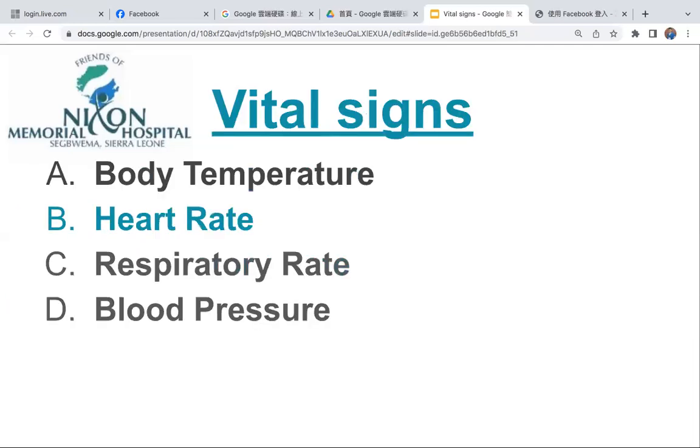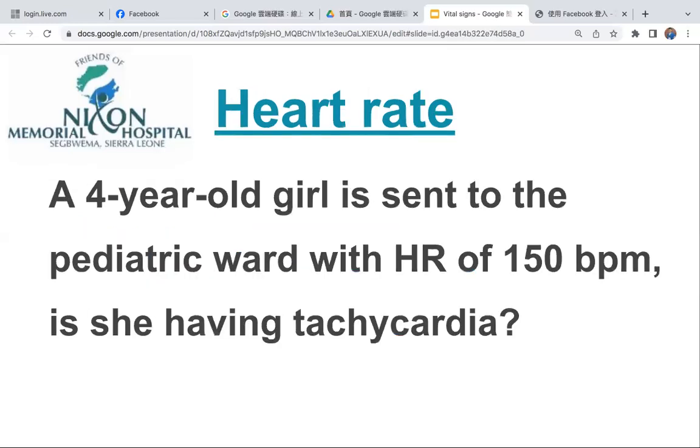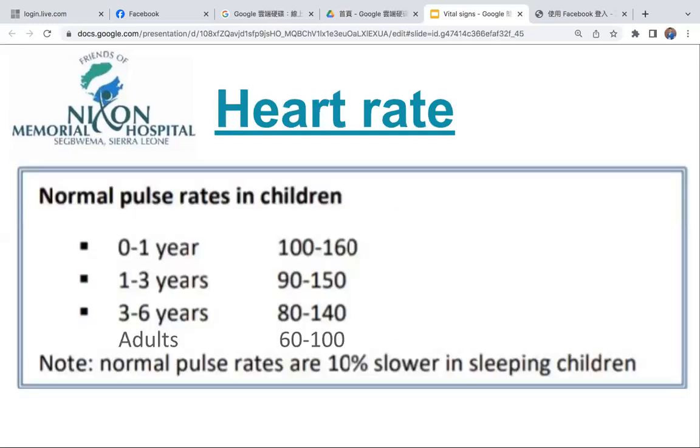The second vital sign is heart rate. Let's say a 4-year-old girl is sent to the ward with a heart rate of 150 beats per minute. Is she having tachycardia? For this question, we need to check the normal pulse rate in children. For 0 to 1 year, the normal pulse rate is 100 to 160. 1 to 3 years is 90 to 150. 3 to 6 years, 80 to 140. For adults, the pulse rate is 60 to 100.